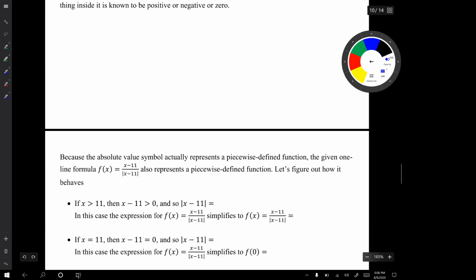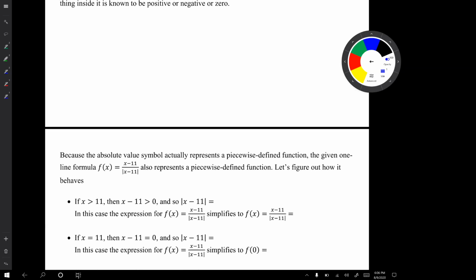All right, well, since the absolute value symbol represents a piecewise defined function, the given one-line formula for f of x actually represents a piecewise defined function. So let's figure out how it behaves. If x is greater than 11, then x minus 11 would be greater than 0. And since the thing inside the absolute value is greater than 0, the absolute value of x minus 11 is just the same as x minus 11.